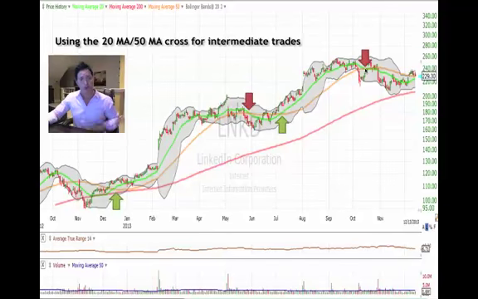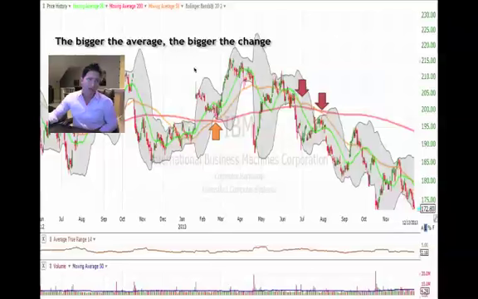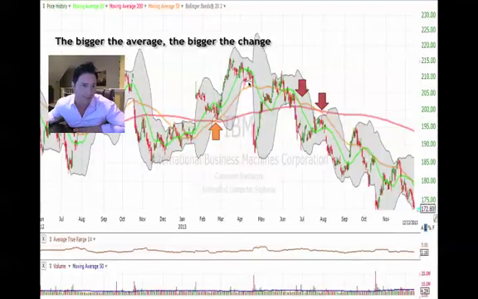So the method works. The problem is a lot of times we don't have the patience to stay within the trade. But I'll tell you, if you test this method out, you'd be surprised at its efficacy. It's pretty impressive. Last but not least, let's take a look at a bearish trade.